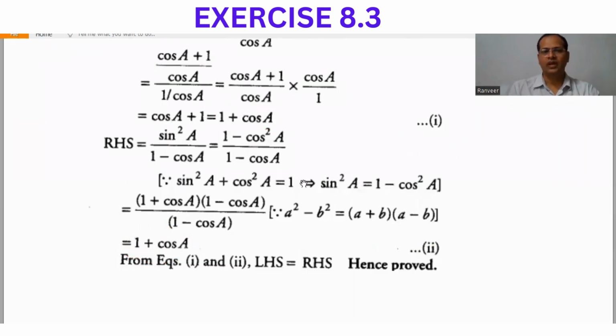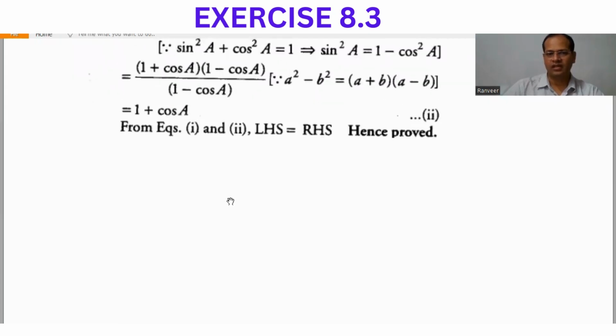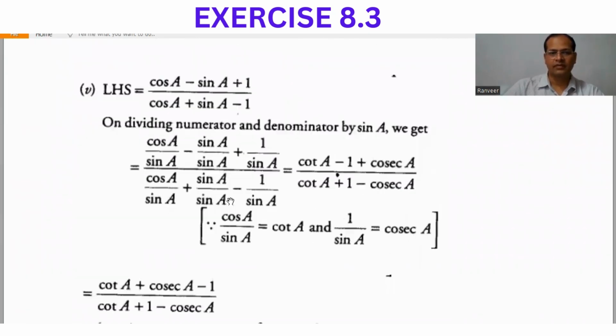यहाँ पे जो कैलकुलेशन हुआ है, लेफ्ट हैंड में भी कैलकुलेट करके जो एक वैल्यू तक पहुंचे हैं, और यहाँ पे राइट हैंड में कैलकुलेशन करके एक वैल्यू तक पहुंचे। So we got the result. Now question number 5th, cos a minus sin a plus cos a by cos a plus sin a minus cos a. This is a very important question. Now in this type of question, what we have to do, first of all we divide by sin a.